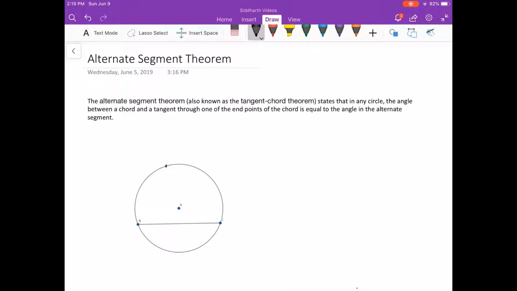Now, let me take a point D on the circumference of the circle and connect BD and DC. Angle BDC now becomes an angle of the major segment. Let me take another point E and connect BE and BC. Angles BDC and BEC are two angles in the same segment, and as proved earlier, they are equal.